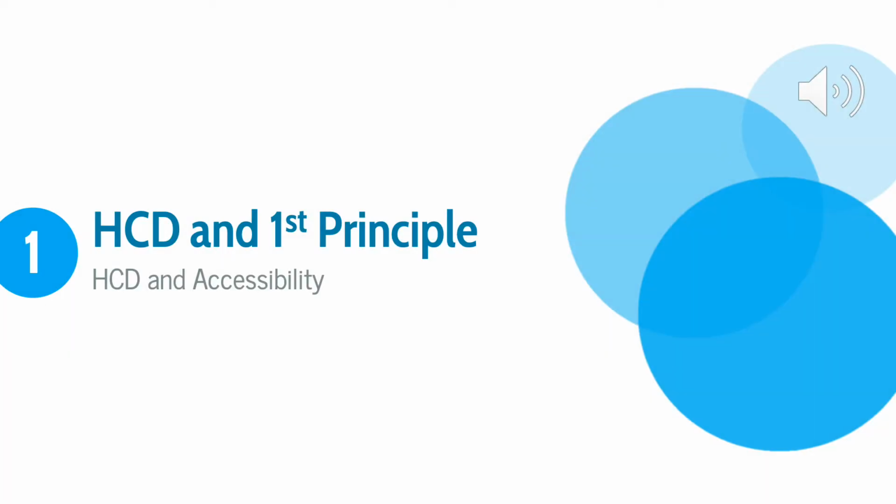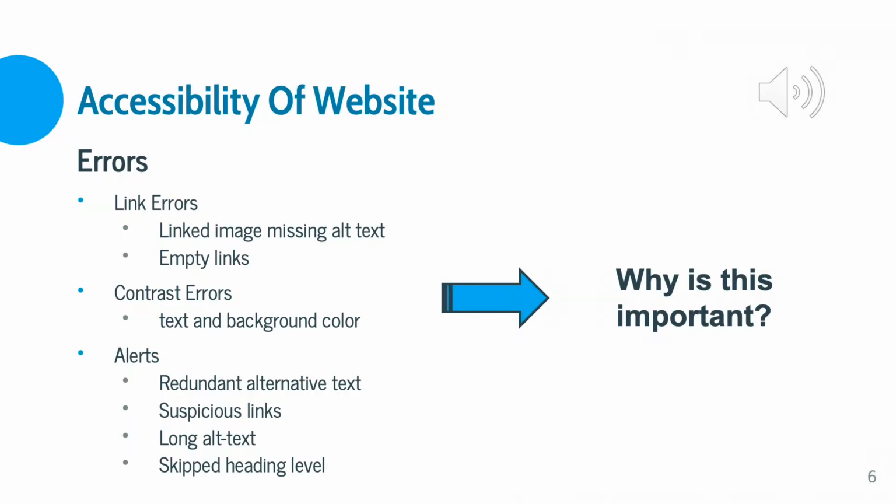Starting off, we looked at human-centered design and the first principle of accessibility on your home page. We began by assessing your home page with accessibility and inclusiveness. Some errors we found were problems with your links. These problems are important because links help your users direct traffic into pages they are looking for.